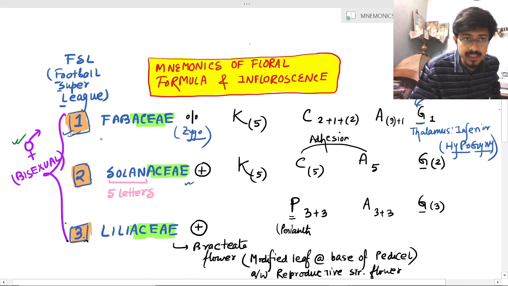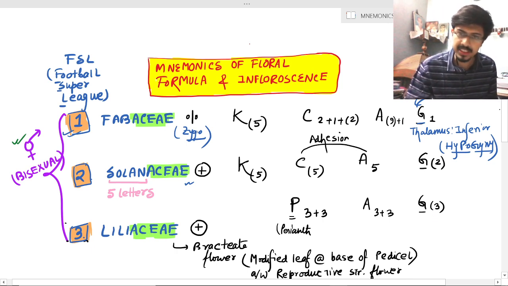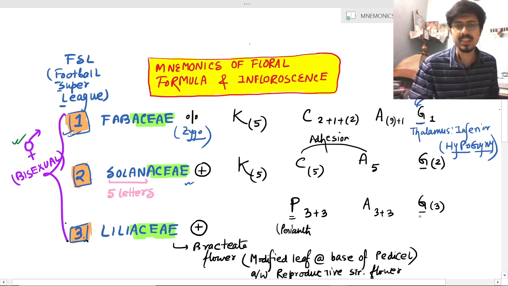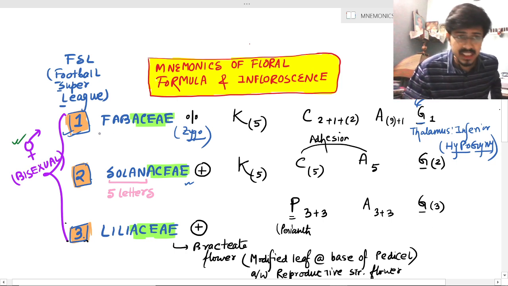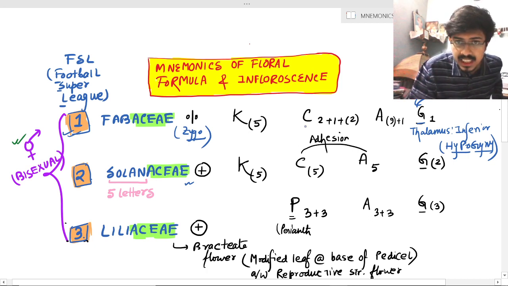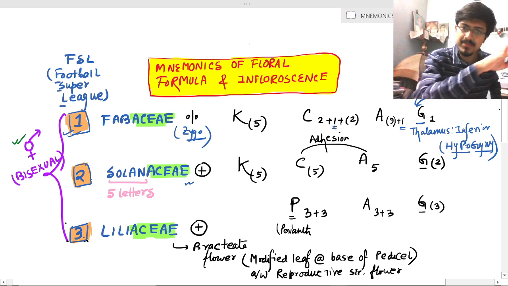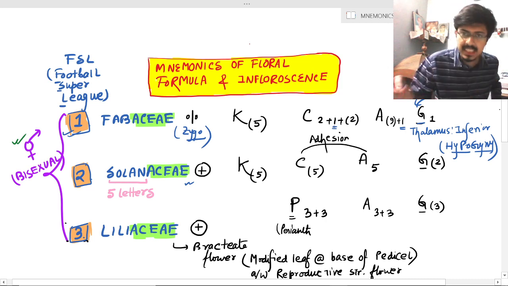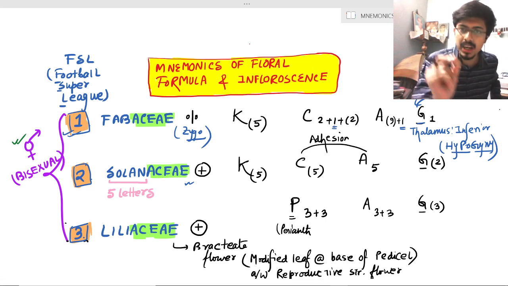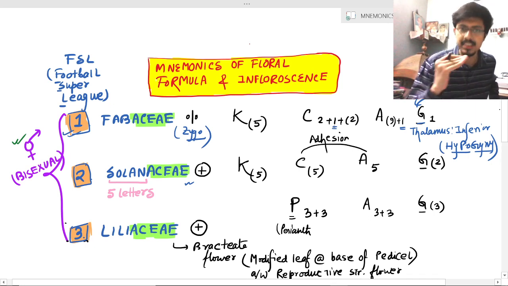In Fabaceae there is one ovary. In Solanaceae there will be two ovary, and in Liliaceae there will be three ovary. Very simple: one for Fabaceae, two for Solanaceae, three for Liliaceae. Now come to the Fabaceae part. Here the serial number will be 1. In every case, 1 will be present in the corolla and androecium. So in the options, if you see 1 in calyx and corolla, then you straightforward mark the Fabaceae group.